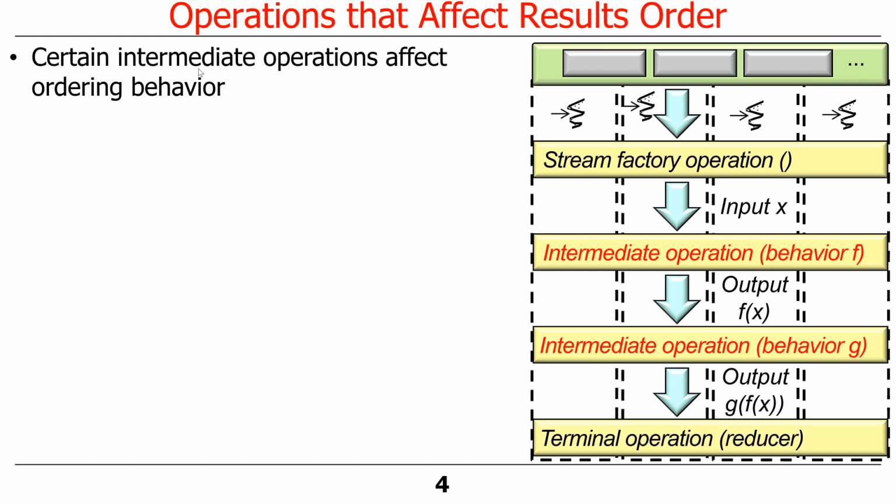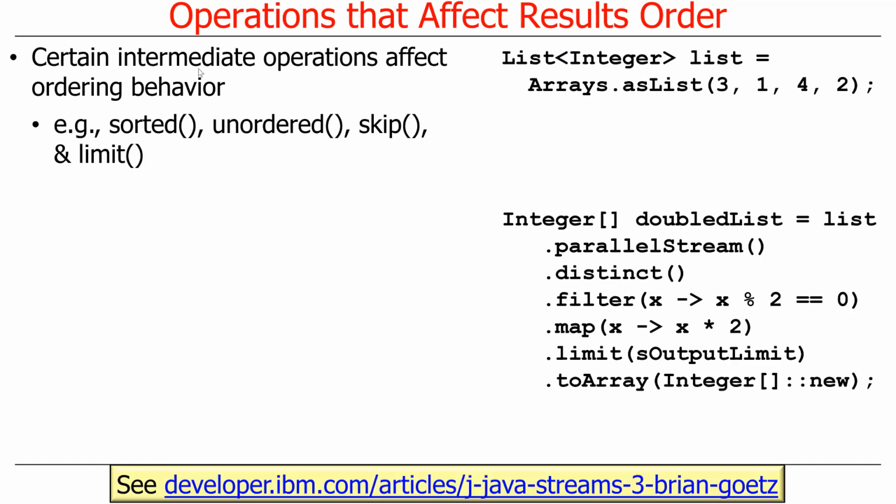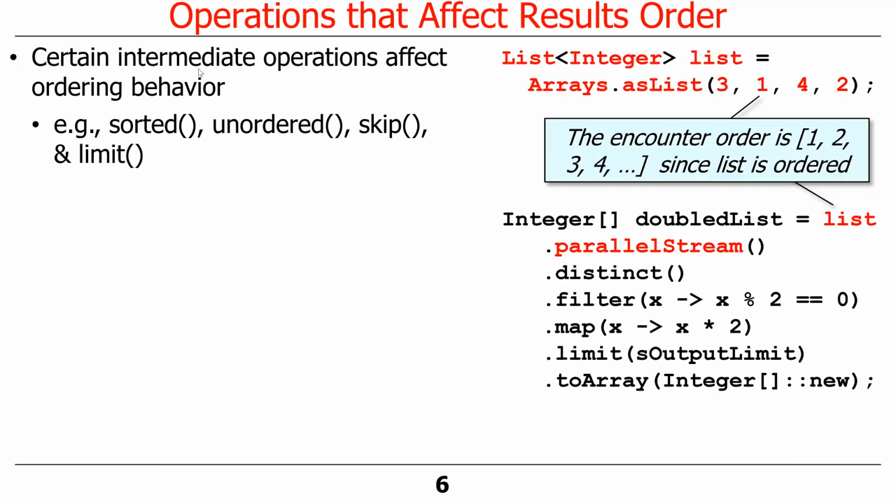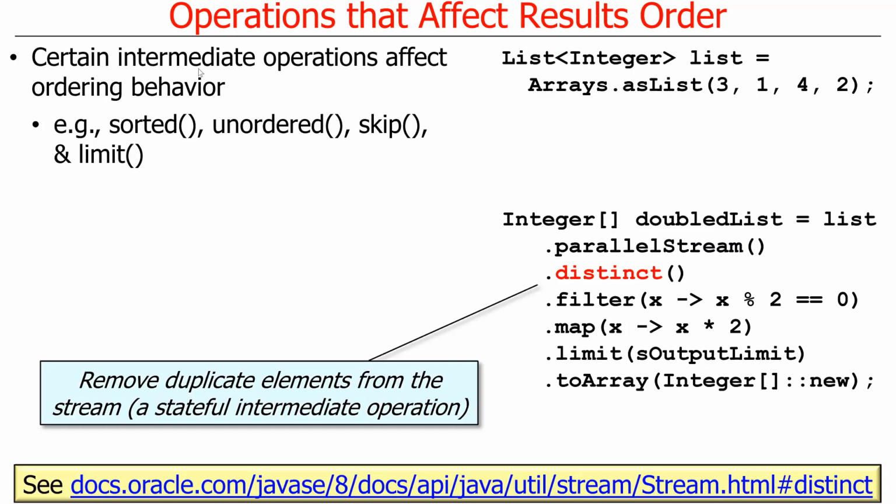Certain intermediate operations affect the ordering behavior of a parallel stream. For example, things like sorted, unordered, skip, and limit all have an impact on how things are ordered or not ordered. And they also have an impact in terms of how well things perform. So here we have the encounter order being 3, 1, 4, 2, since the list is ordered, not sorted, but ordered. So this is going to start out being ordered.